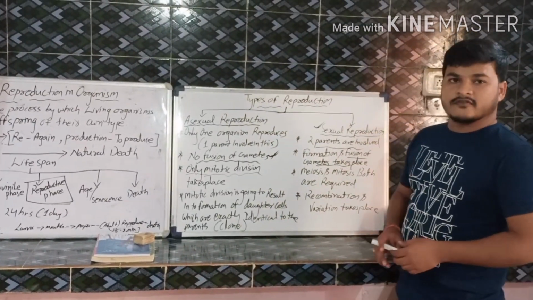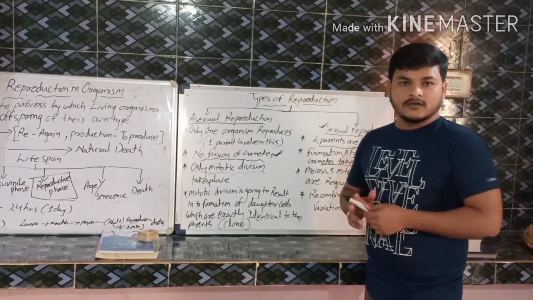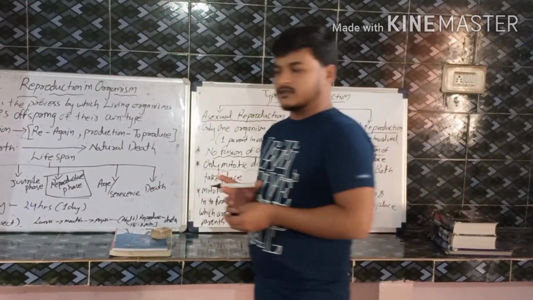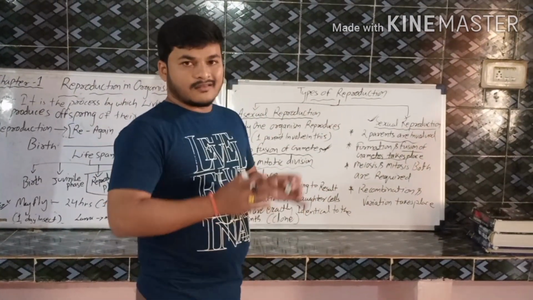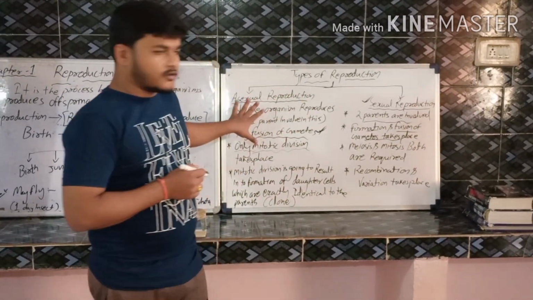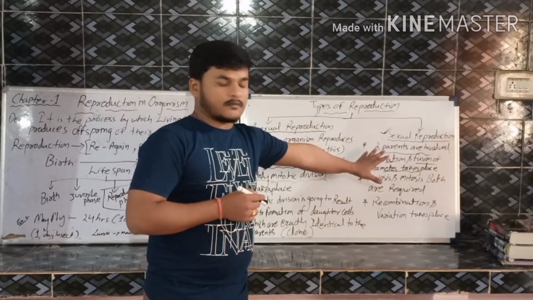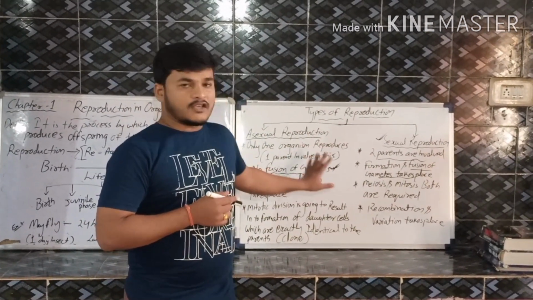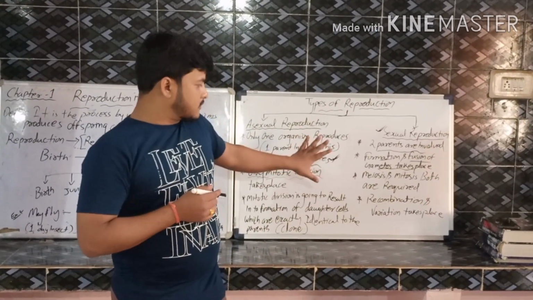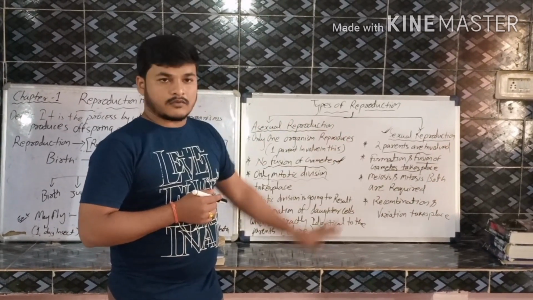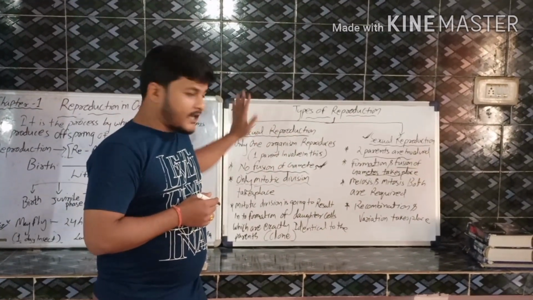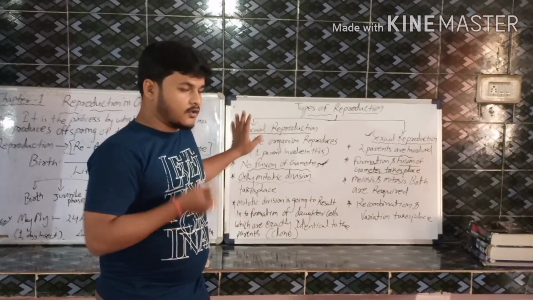Next, we start with the types of reproduction. Reproduction is mainly divided into two types: asexual reproduction and sexual reproduction. But in today's topic, in this chapter, we focus our notes only on asexual reproduction, not on sexual reproduction. Here I only give you the basic difference between them, but the main motto is asexual reproduction. I also give the characteristic features of asexual reproduction in your notes below.